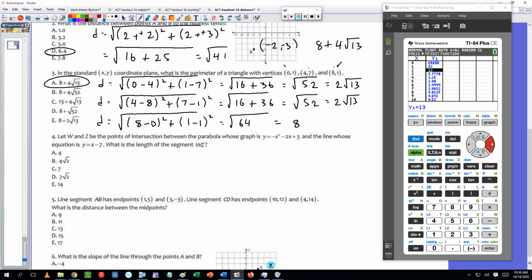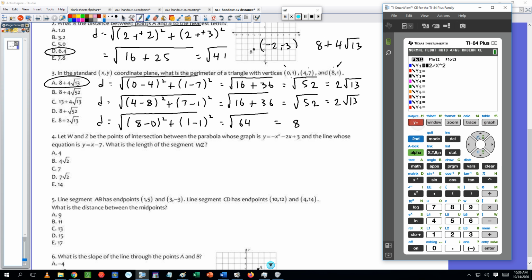Let W and Z be the points of intersection between the parabola whose graph is and whose line is. What is the length of WZ? We're going to do that using our calculator. So I'm going to graph both of those. -x squared minus 2x plus 3, that is what that looks like. Y equals, let's do the other one, x minus 7, and that's what that equals.